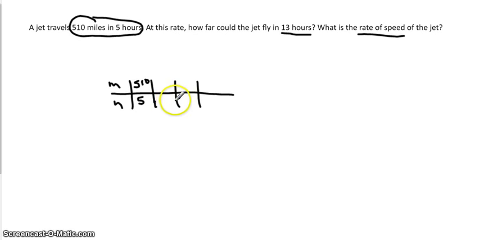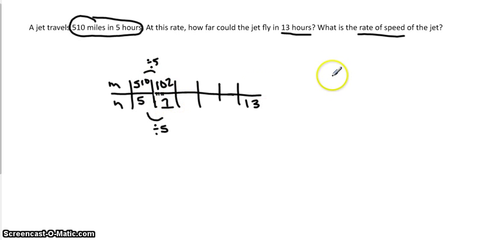And I know 5 doesn't go into 13, so I'm going to work my way up into 13 on the bottom. So I'll put it out here. We may use it, we may not. And I'm going to go ahead and find my rate of speed first. And I know that means I need to find out in 1 hour. So I'm going to divide by 5. And I'm going to divide by 5. And when I do 510 divided by 5, and I can do that on my calculator if I want, I get 102 miles in 1 hour. So my rate of speed is 102 miles per hour.